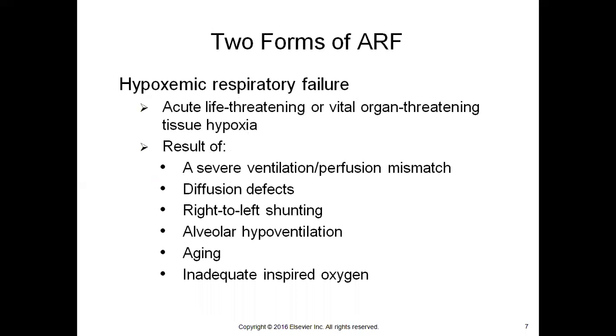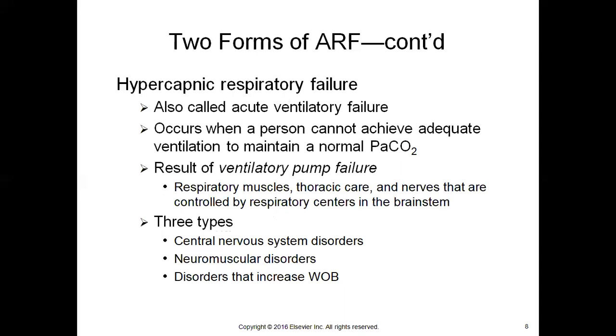So there's two types, and I mentioned this: we have hypoxic respiratory failure. We have tissue hypoxia. It could be a VQ mismatch, diffusion defects. We can have shunting. We're just not getting enough gas to the alveoli. The patient could be aged. We're not getting in the required concentration of oxygen that we need.